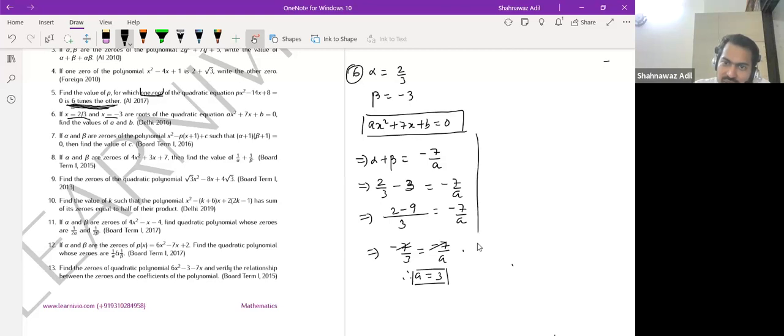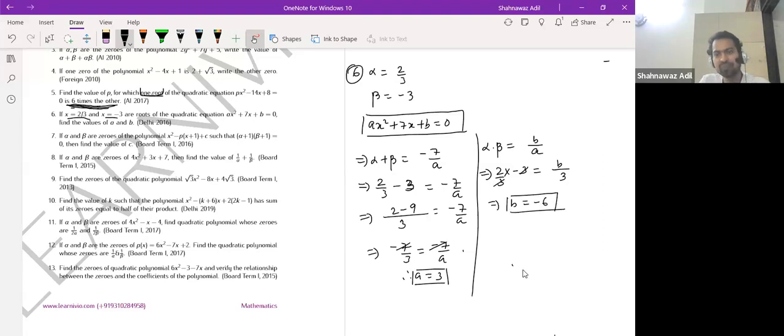And then from alpha into beta, we get b by a. So alpha is 2 by 3 and beta is minus 3, so this cancels and we get minus 2, which is b by a, and a is 3. So then b is minus 6. This is what you were telling. Okay, yeah, this is also very good. This is one of the methods.